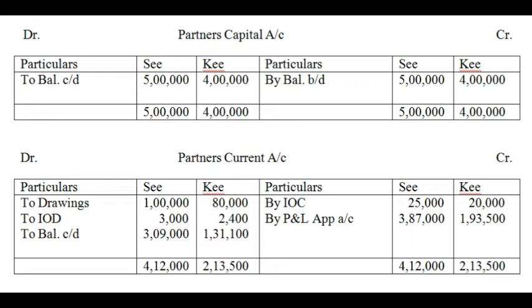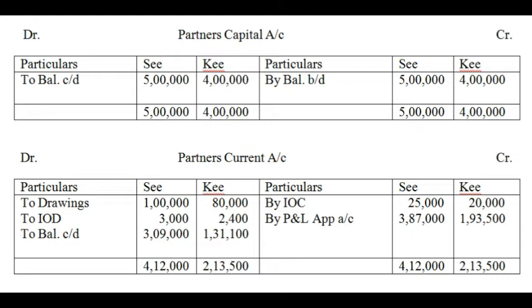Look at the formats given here. The first format is partners capital account. In this, only the capital balances of partners are shown. Opening value is shown as by balance BD, and the same figure is shown at the end of the year as to balance CD. And all other adjustments like IOC, profit and loss appropriation account, drawings, interest on drawings, are all shown separately in a different account called partners current account.